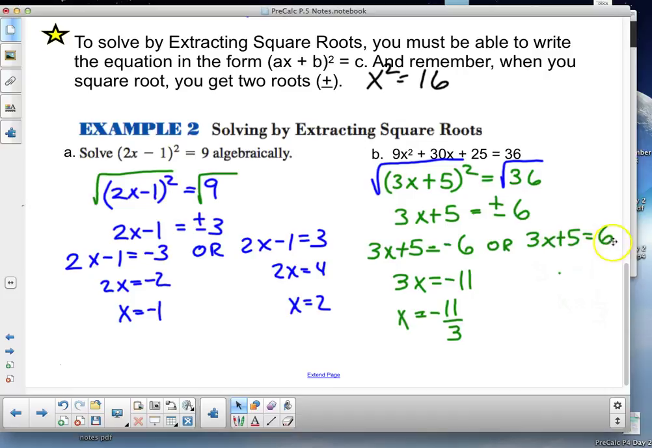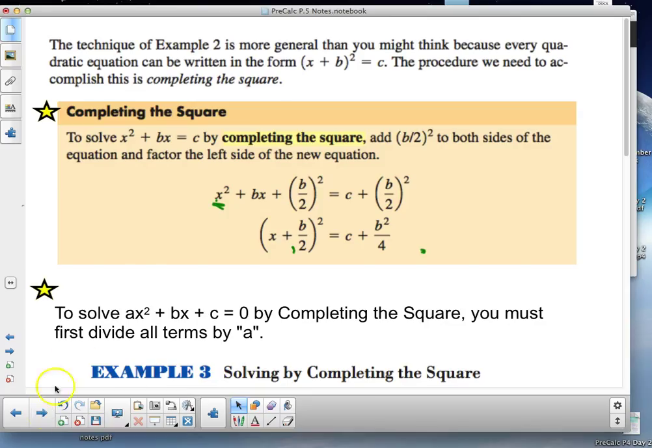Now, 3x plus 5 is equal to 6. Subtracting 5, 3x equals 1, and dividing by 3, x is 1/3. So I'm hoping this is going well for you as we're going across on these.